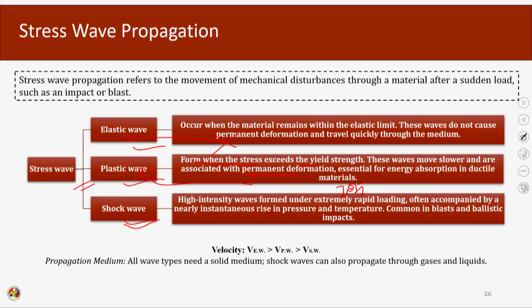So, the velocity of the elastic wave, the velocity of the plastic wave and the velocity of the shock wave are roughly related using this relationship. Propagating medium: the elastic and plastic wave types need a solid medium in order to travel. Shock waves can also propagate through gases and liquids. As in the case of a blast, we have seen the shock wave propagates through the air or any other associated liquid media if it is occurring in water.